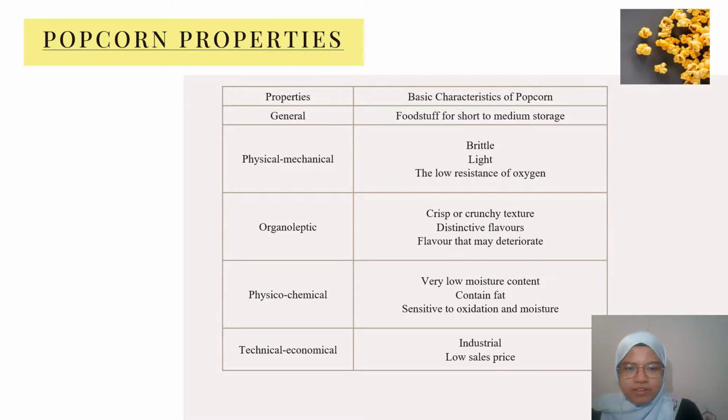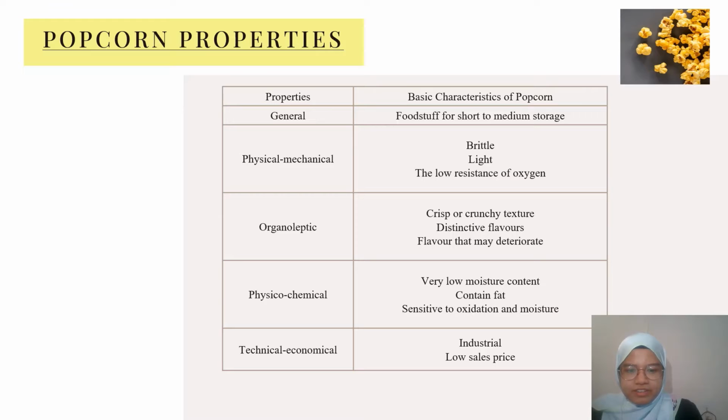Next, in terms of organoleptic, popcorn is a crisp or crunchy textured food, and it has distinctive flavors, and the flavor may deteriorate over time. Note, the organoleptic properties are the aspects of food as experienced by the senses, including taste, sight, smell and touch, in cases where dryness, moisture and stale or fresh factors are to be considered.